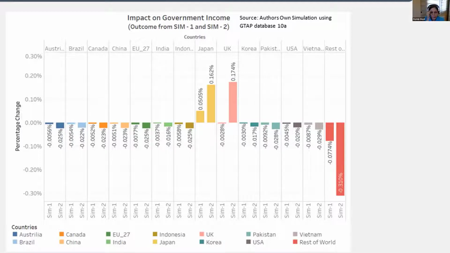I was wondering about simulation 1, and you clarified that it's tariff liberalization from both Japan and UK. So the tariff revenue is gone for Japan as well, right? That's why I was wondering why in simulation 1 the government income from Japan was increasing. Maybe I was missing something.